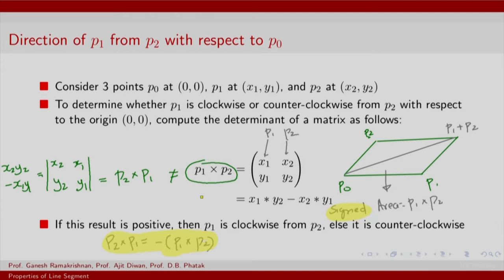Now, what does this sign actually denote? Well, it turns out that if P1 is clockwise from P2, which is the case here, then this signed area, or the determinant of P1 cross P2, is positive. On the other hand, you can verify that the sign of P2 cross P1, which is exactly the negative of P1 cross P2, is negative. So, what this says is that while P1 is clockwise from P2, P2 is counterclockwise from P1.